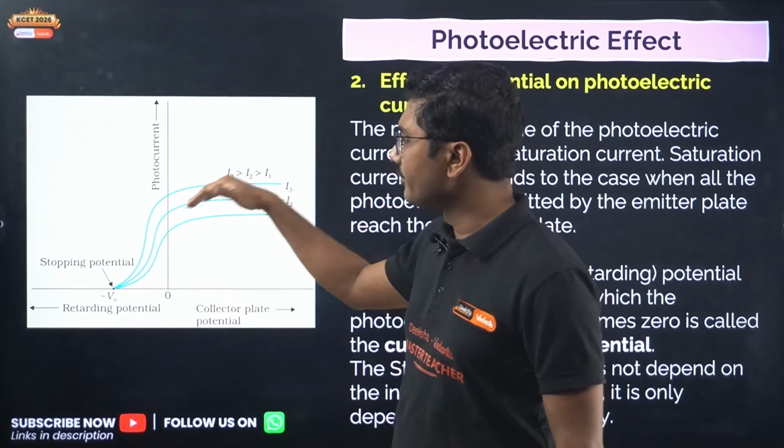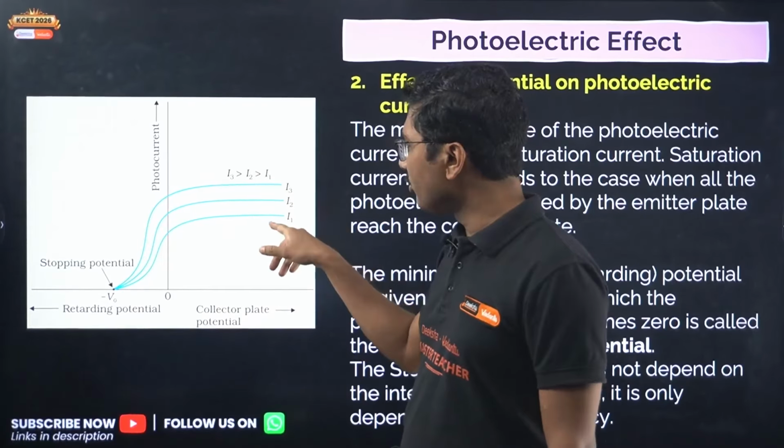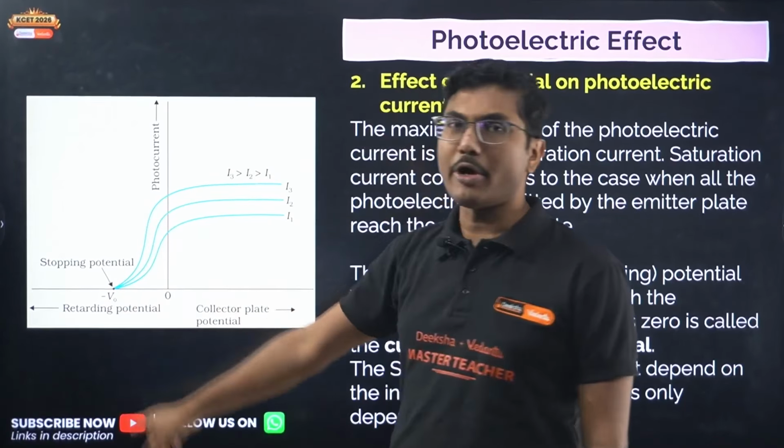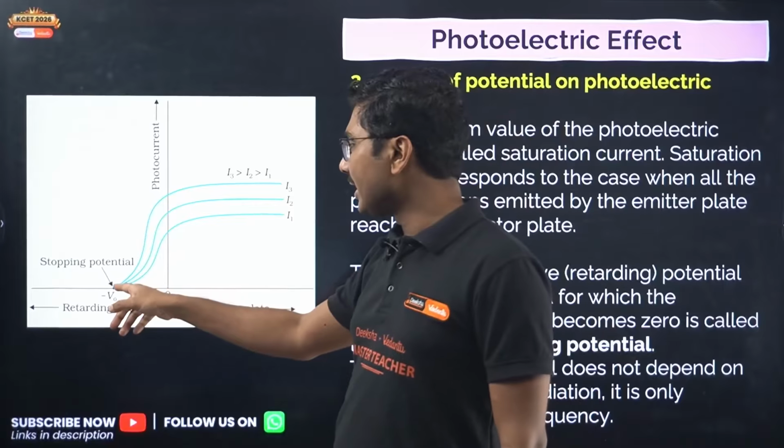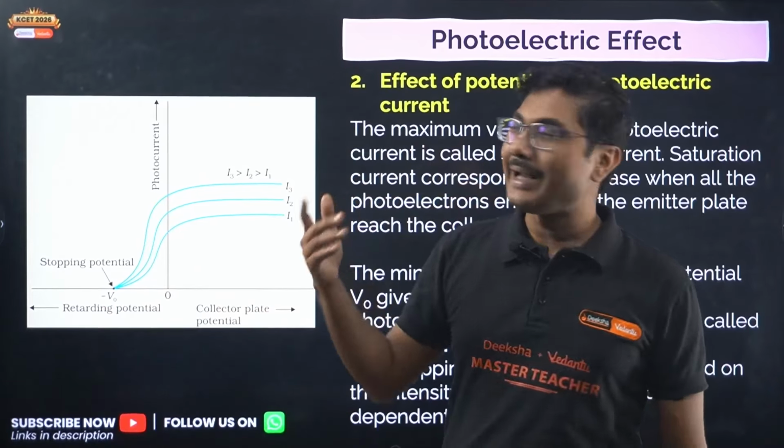Okay, when the voltage is reversed, you will see that all the currents, whatever the value of the current, are merging at a single point. They are all converging at this point. So this is the stopping potential. Stopping potential is independent of intensity.